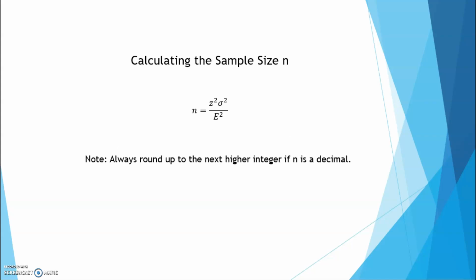All right, say we're trying to calculate the sample size n. We've only got one formula here. That's it right there. You're going to have a z-score squared, your population standard deviation squared, divided by your margin of error squared. Now make sure you always round up to the next higher integer if n is a decimal. Okay?